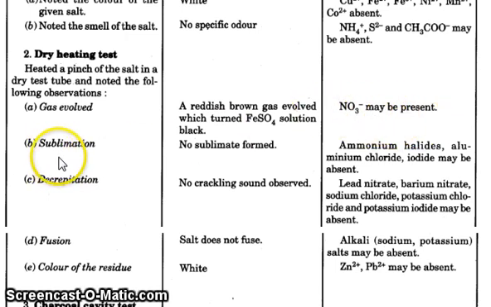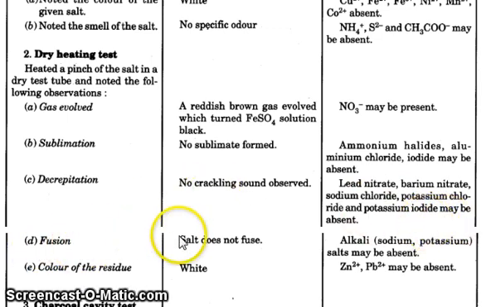Then you do the next experiment, sublimation, and what do you observe? No sublimate formed. If no sublimate forms, what is the inference? Ammonium halide, aluminum chloride, iodide may be absent. Then decrepitation. What is your observation? No cracking sound observed. So what is your inference? Lead nitrate, barium nitrate, sodium chloride, potassium chloride and potassium iodide may be absent.